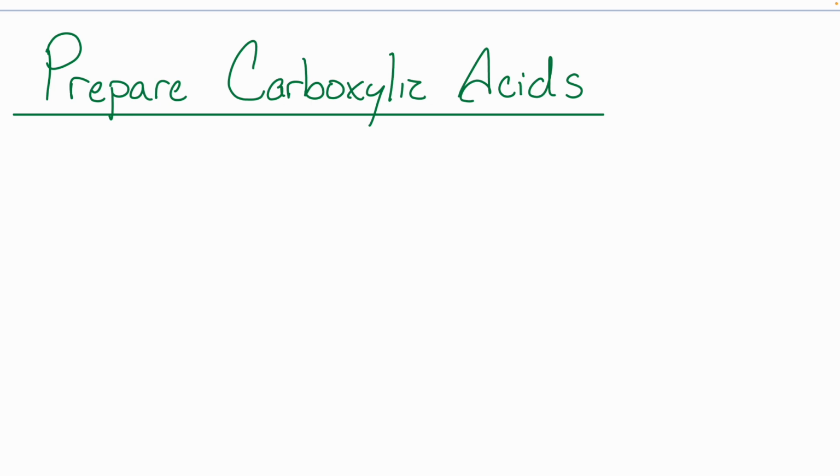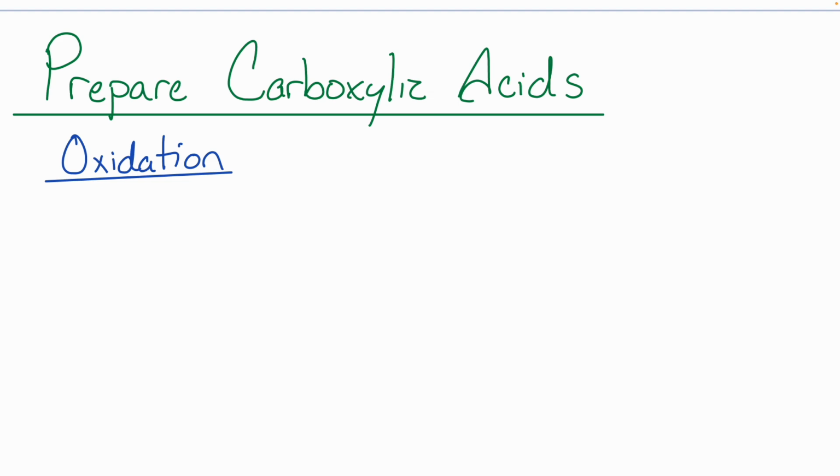All right, this is kind of a review. We're going to learn a few different ways of converting other functional groups into carboxylic acids, but this is a review of the ways that we've covered thus far. All right, the first class of reactions that we could use are these oxidation reactions.